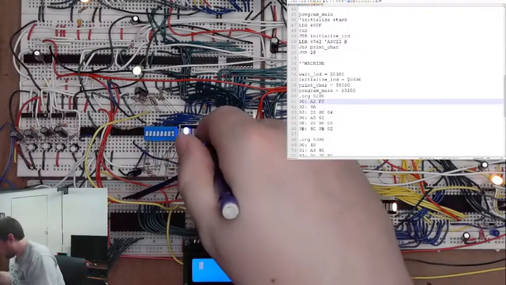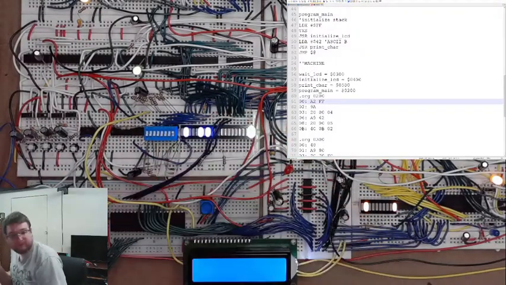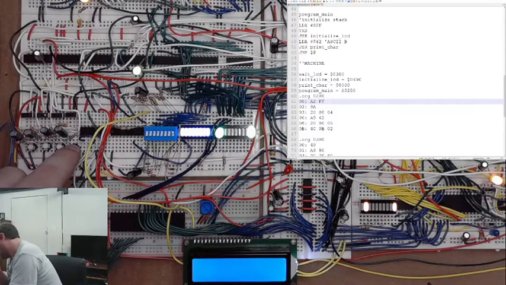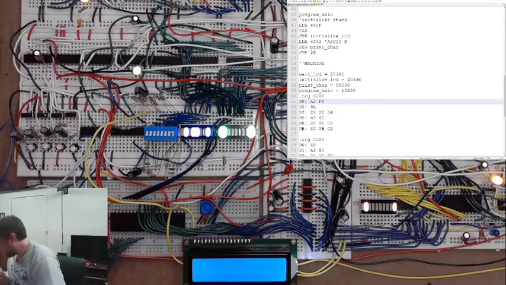Okay, so this is supposed to be A2. Yep. This is supposed to be FF. Okay, this is supposed to be 9A. What do you know? It is. So it was wrong.